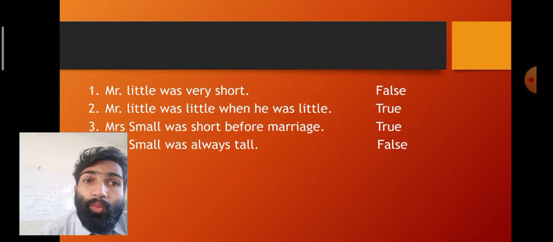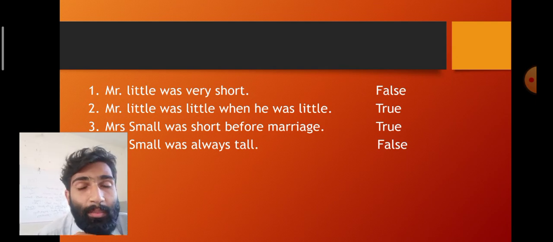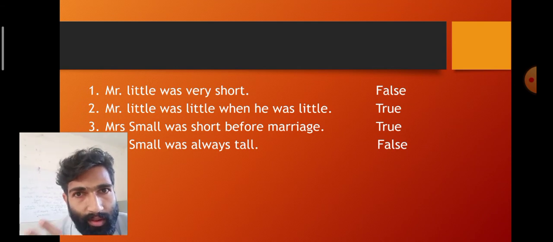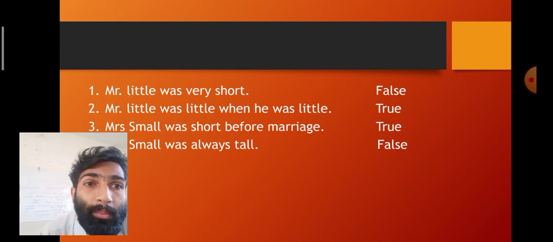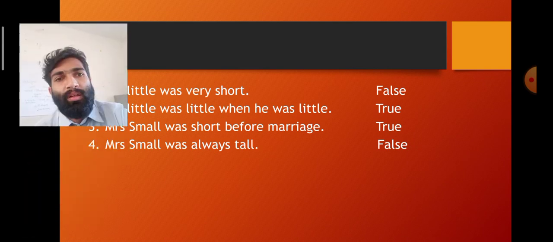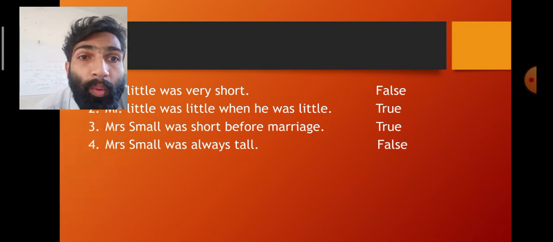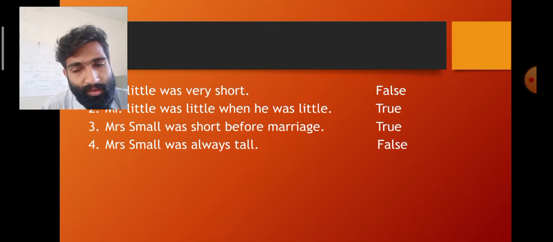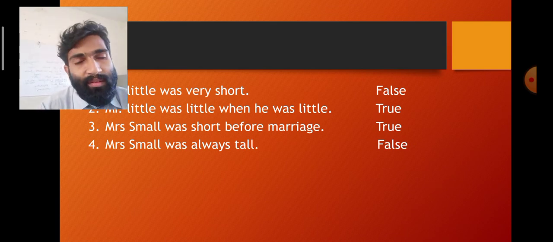Now these are the answers. Mr. Little was very short. False. That statement is false. He was tall. Then, Mr. Little was little when he was little. It's true. In his childhood, he was little, only his name. Then, Mrs. Small was short before her marriage. Her name was Short, and after her marriage, Small. So that statement is true. Then, Mrs. Small was always tall. No, she is little in size. So that statement is false.